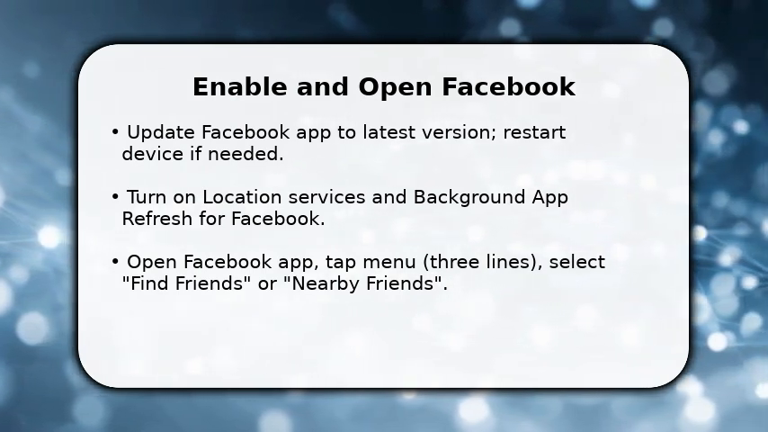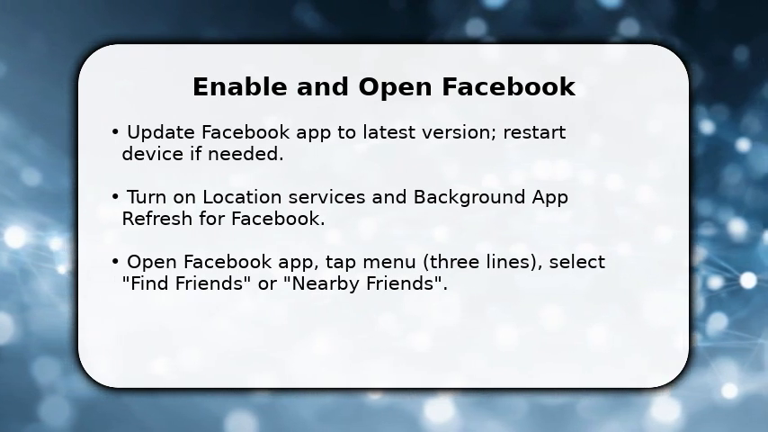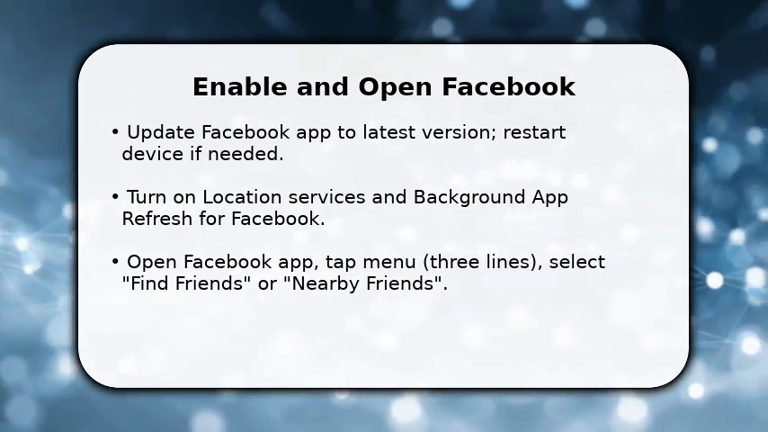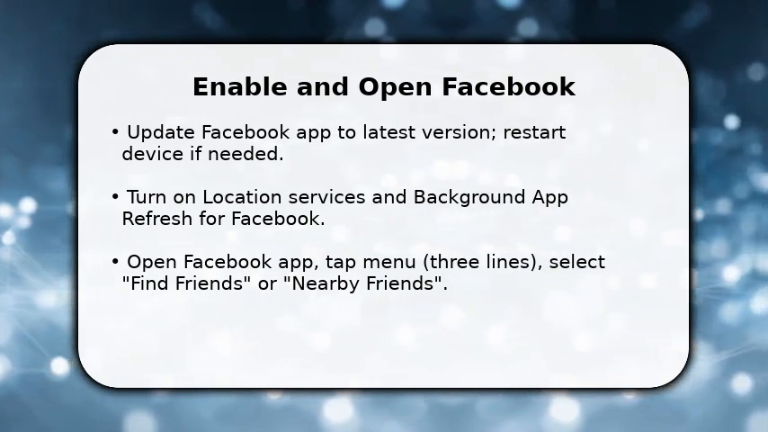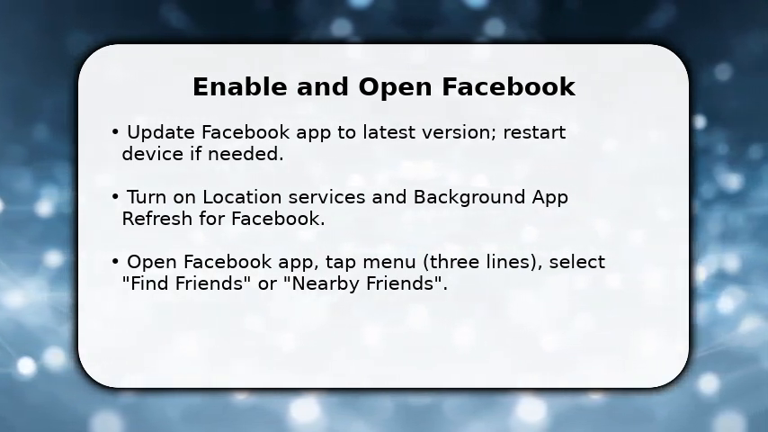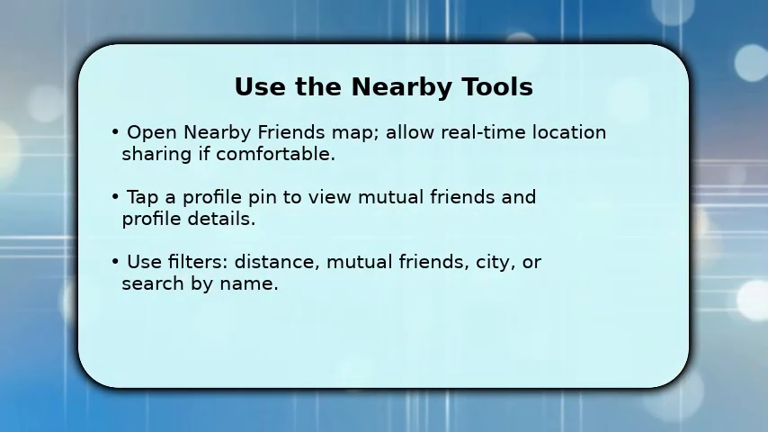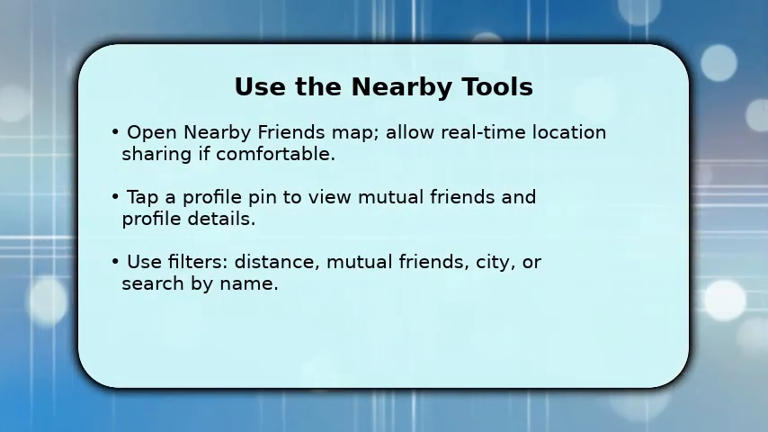This first step connects your device to Facebook's location system so the app can show nearby people. Make sure you grant precise location permission when prompted, because approximate location will reduce accuracy and limit results. You'll now use the map and list view to find people close to you.